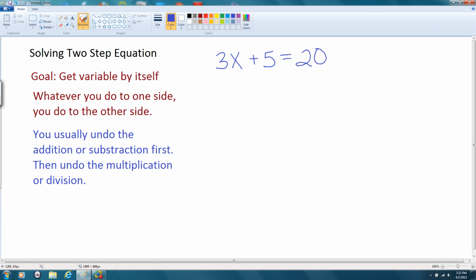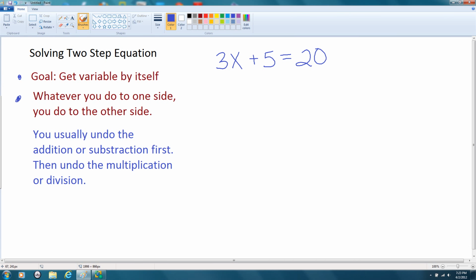Now you could probably guess what that is, but I want to choose simple numbers here to make it easy to understand at first. So, as always, my goal is to get the variable by itself. So here I want to get x by itself, and I'm going to keep doing things to get x by itself, but whatever I do to one side, I have to do to the other side. You can sort of think of that as the golden rule of algebra. Okay, so we're going to do that first.